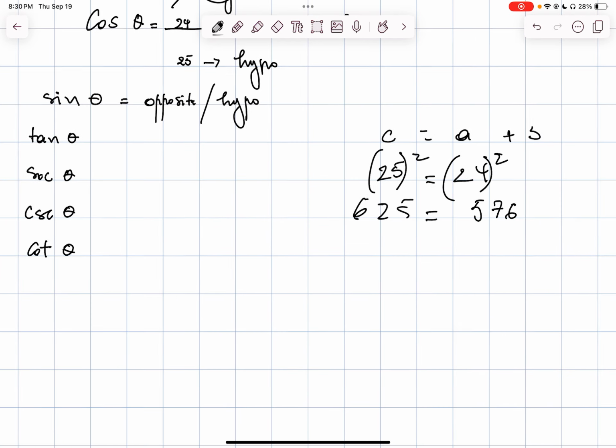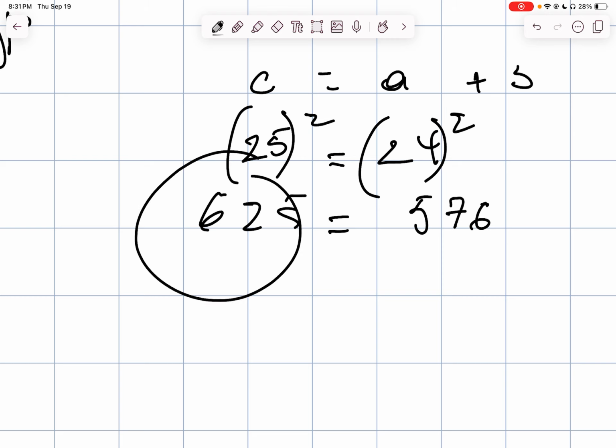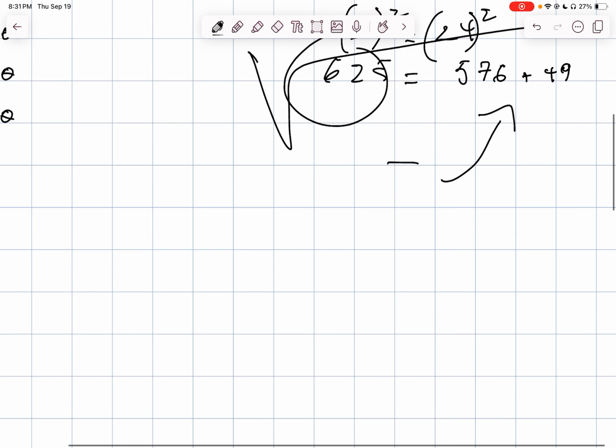So we know that we need to add something squared to the 576, so that it should be equal to the 625. The simple way to find it is by doing 625 minus 576, which is equal to 49. We square root everything. I know it's really weird, but that's the way that I understand it. That's the way that I did it.